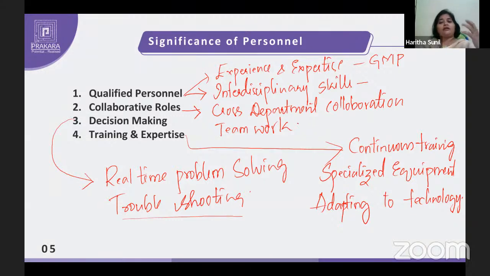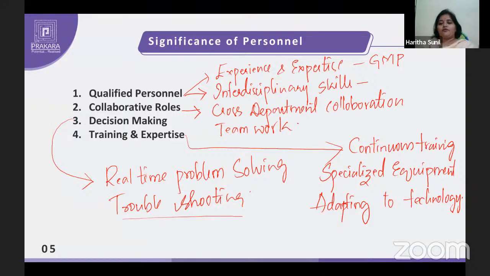Okay, so continuous training is for the people involved in pilot plant scale-up techniques. They have to keep taking training on new technologies, equipment, and even updated regulatory requirements. They should also know how to use specialized equipment, because a smaller tablet punching machine cannot be used at industrial scale. He should know how to use the small one and also the huge one.